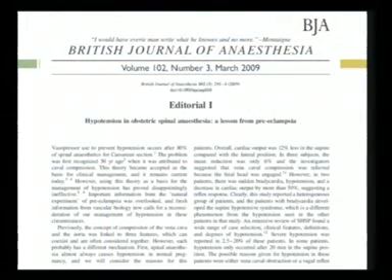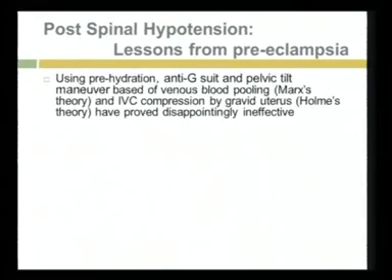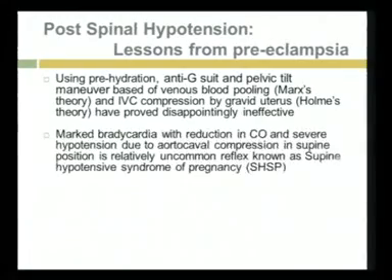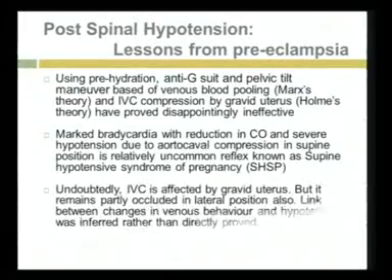So in 2009, a very interesting, thought-provoking editorial appeared, which said, hypotension in obstetric spinal anesthesia, what are the lessons from preeclampsia? And what it said was that using prehydration, anti-G suits, pelvic tilt, everything has failed disappointingly in preventing the hypotension. Marked bradycardia with reduction in cardiac output and severe hypotension due to aortocaval compression in the supine position is a relatively uncommon reflex known as supine hypotension syndrome of pregnancy, and it should not be related to the spinal. It is an independent entity and it can occur even without the spinal.